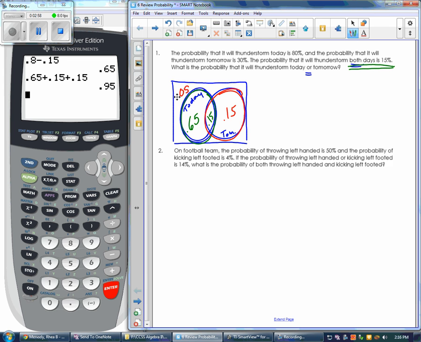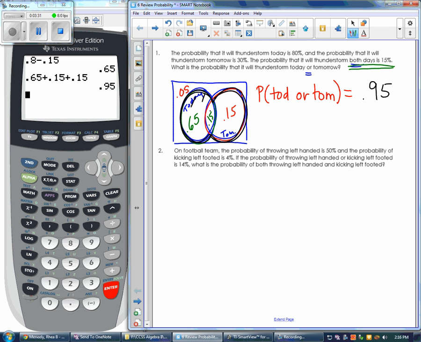But the question that I'm trying to answer is, what is the probability that it will thunderstorm today or tomorrow? If I use my Venn diagram, remember that the or corresponds to a union, and that means it could be anywhere inside either one of these circles or both. I already actually did the calculation. It's 65 plus 15 plus 15, which means 95% of the time it's going to rain on either day.